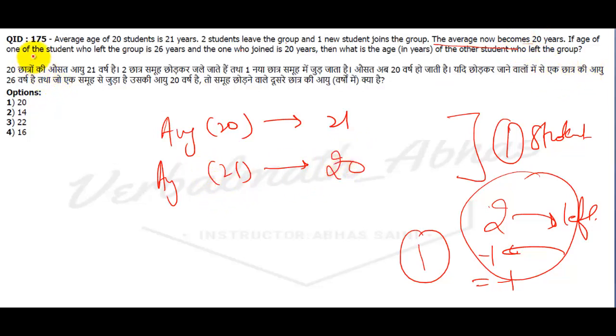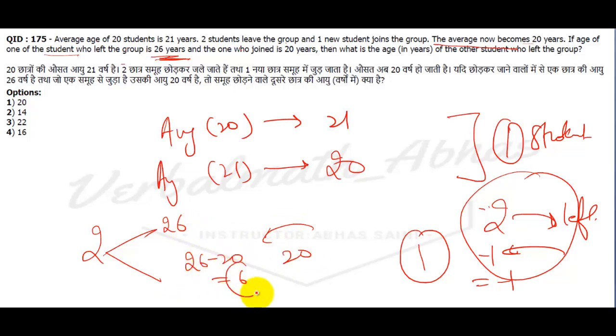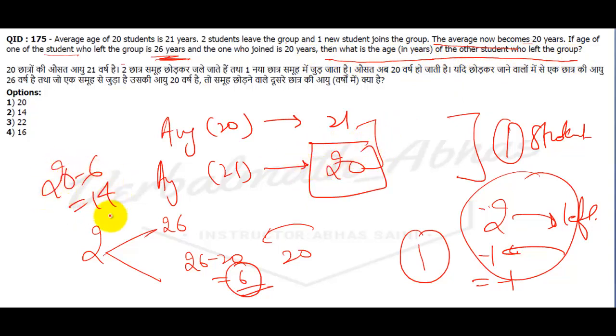If the age of 1 student who left the group is 26 years, and the one who joined is 20, then if I subtract 20 from 26, you are left with 6. So this 6 will be adjusted here. Now what is the question? What is the age of the other student who left the group? Simply 20 minus 6, 14 is your answer.